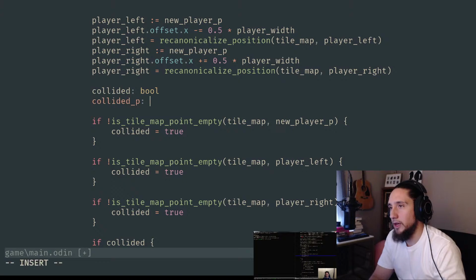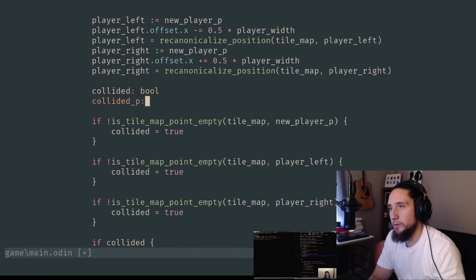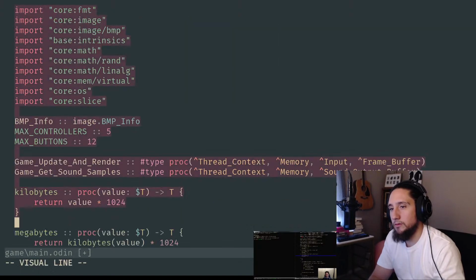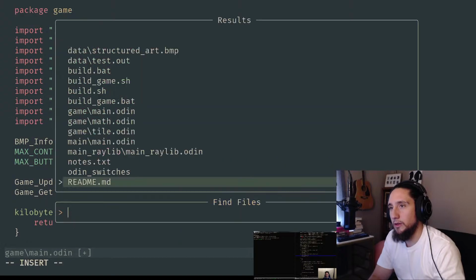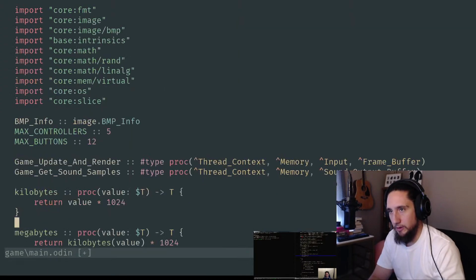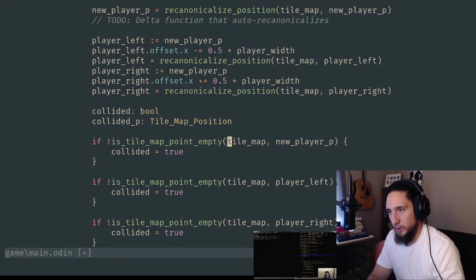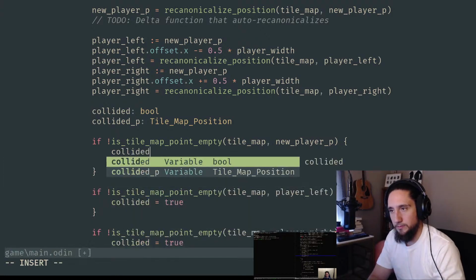And actually that's a tile map position. Am I zoomed in right? Yeah, that feels right. Tile map position, okay. We're good with that. Because we're going to assign it to be the new player P.